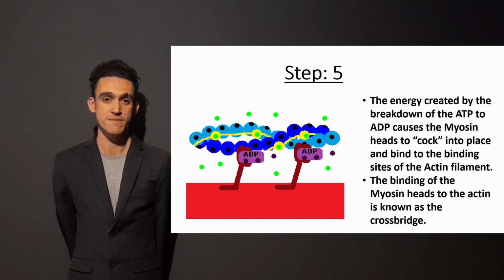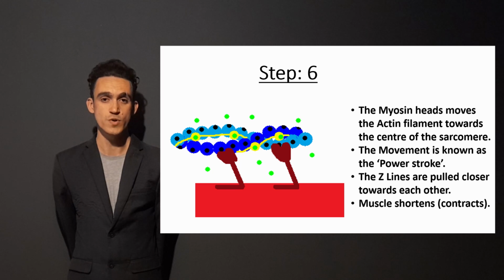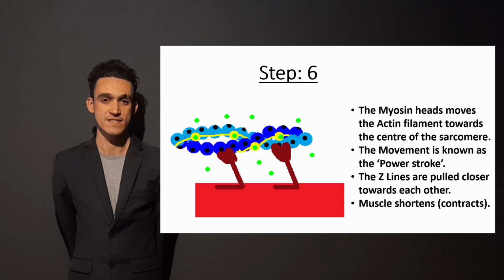This binding between the myosin head and the actin is known as a cross bridge. The myosin then moves or slides the actin filament towards the middle or the center of the sarcomere. This movement is known as the power stroke. The sliding movement is also where the name sliding filament theory comes from. The movement of these actins towards the center of the sarcomere pulls the Z lines closer to one another.